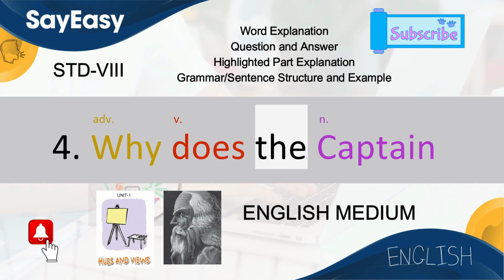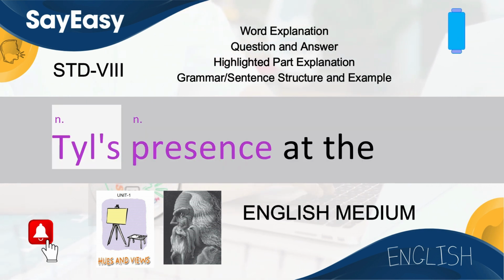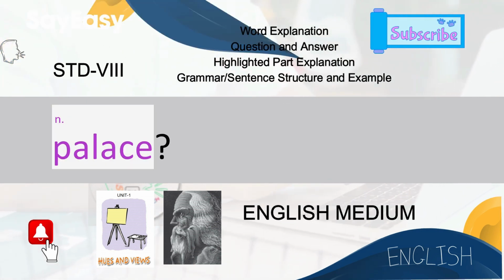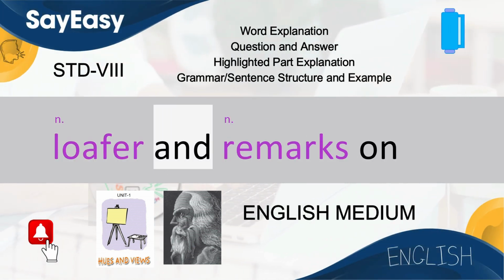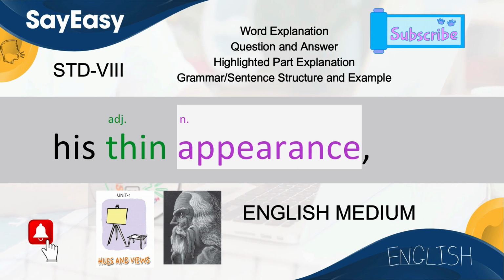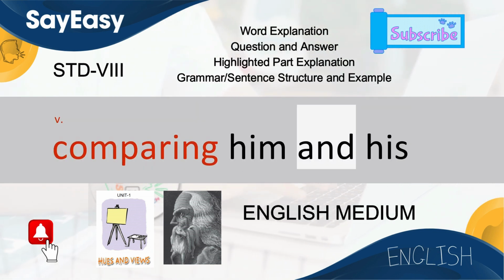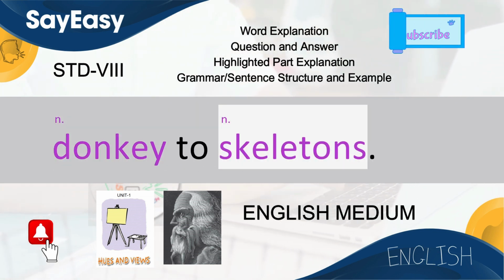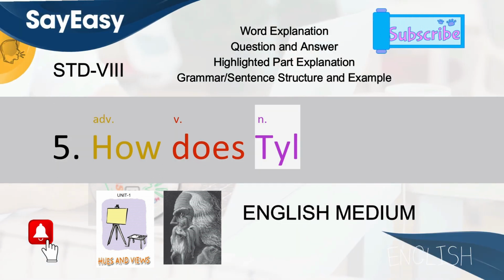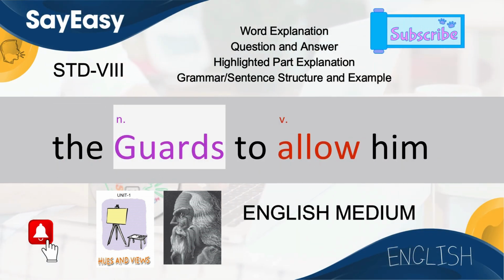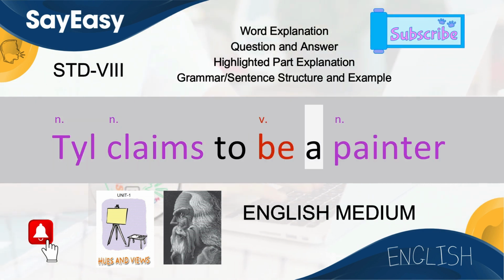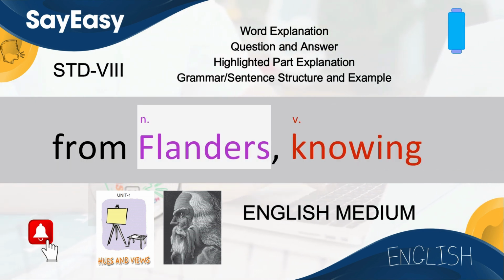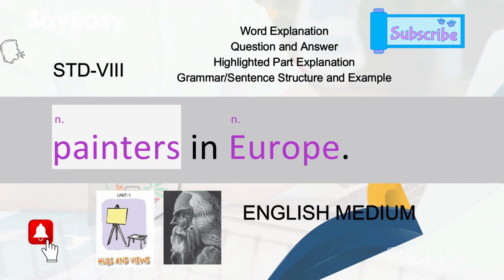4. Why does the captain of the guards challenge Tivael's presence at the palace? He perceives Tivael as a loafer and remarks on his thin appearance, comparing him and his donkey to skeletons. 5. How does Tivael persuade the captain of the guards to allow him entry? Tivael claims to be a painter from Flanders, knowing the demand for Flemish painters in Europe.